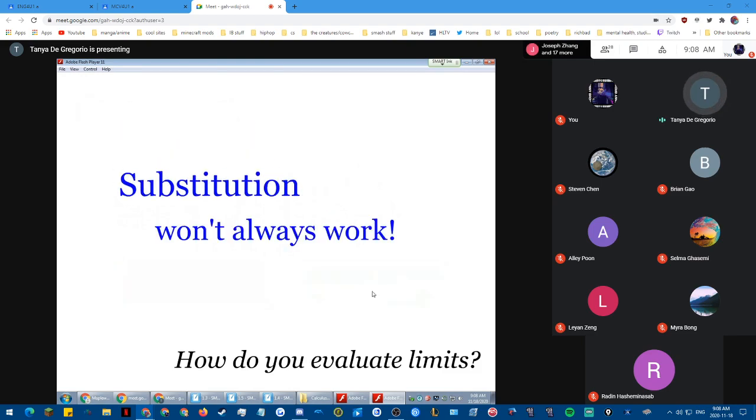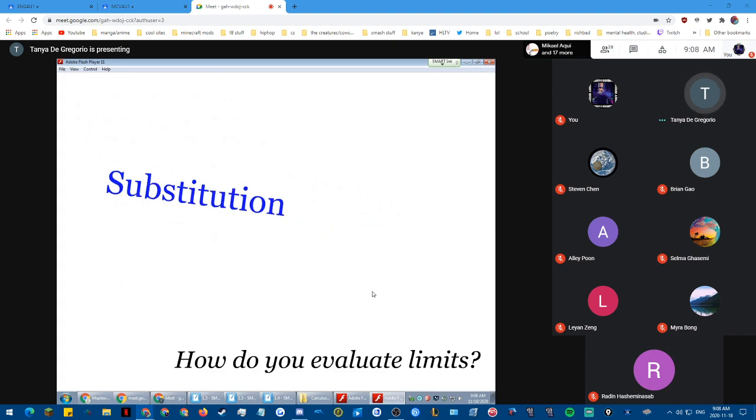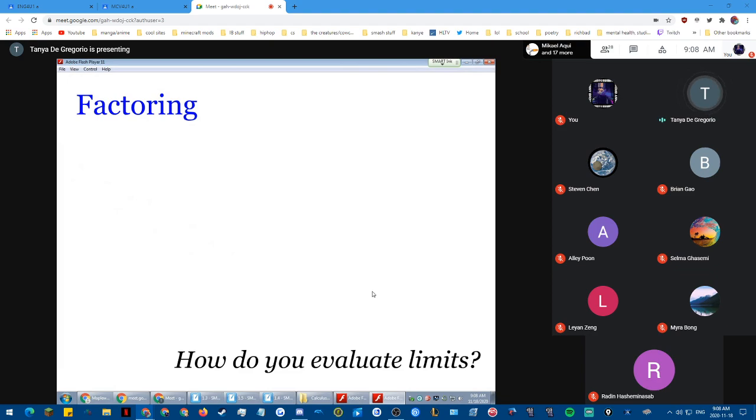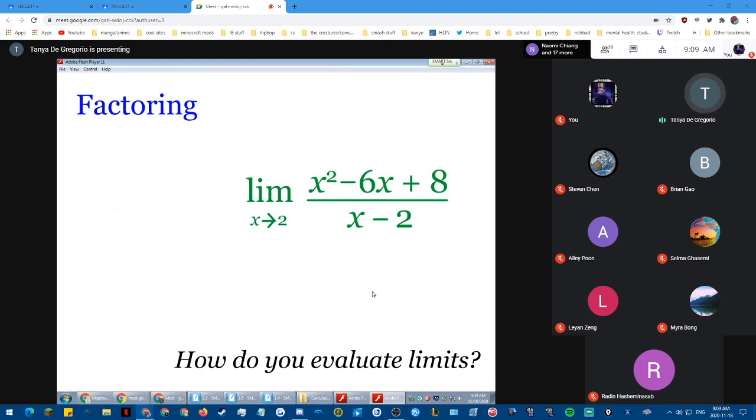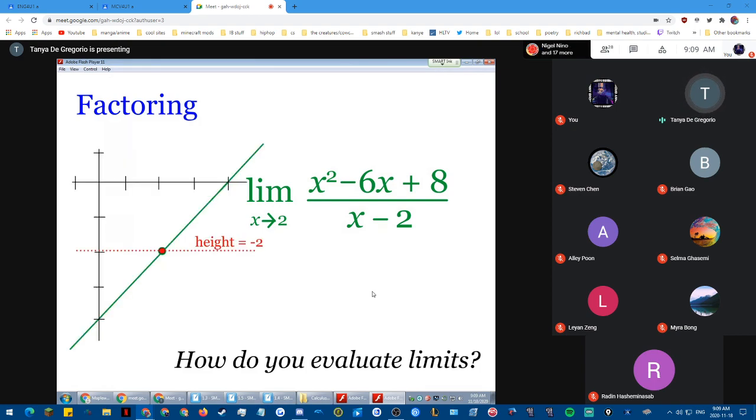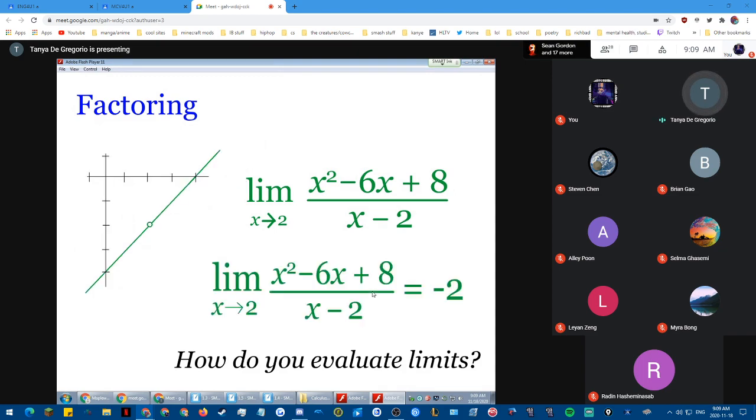Unfortunately, not all limits are this easy. You've already seen one for which that's the case. Remember that function that we were dealing with in the first section of this chapter? In case you don't, here it is again. The limit as x approaches 2 of the fraction x squared minus 6x plus 8, all divided by the quantity x minus 2. We looked at this before. It had a hole in it at the coordinate 2 comma negative 2, and we concluded from that that the intended height was negative 2, making it the limit.